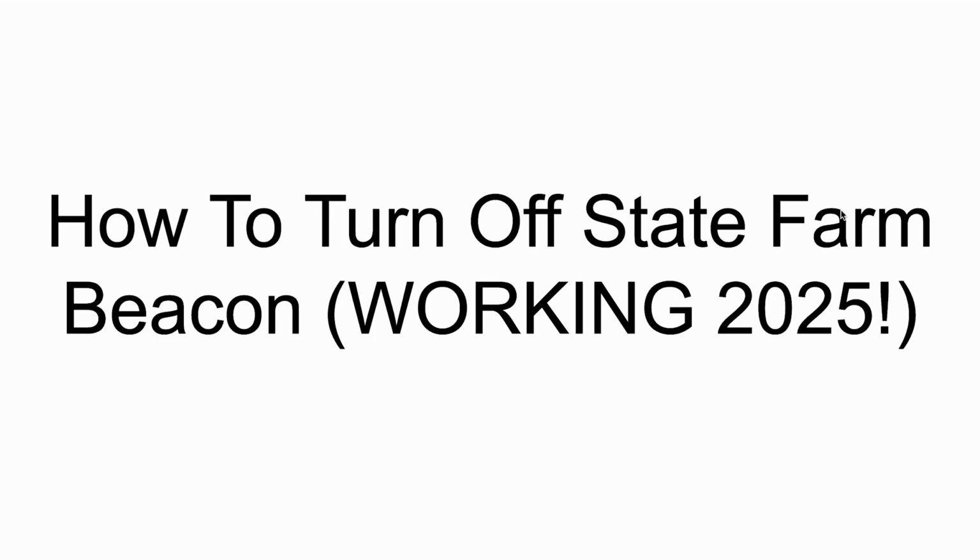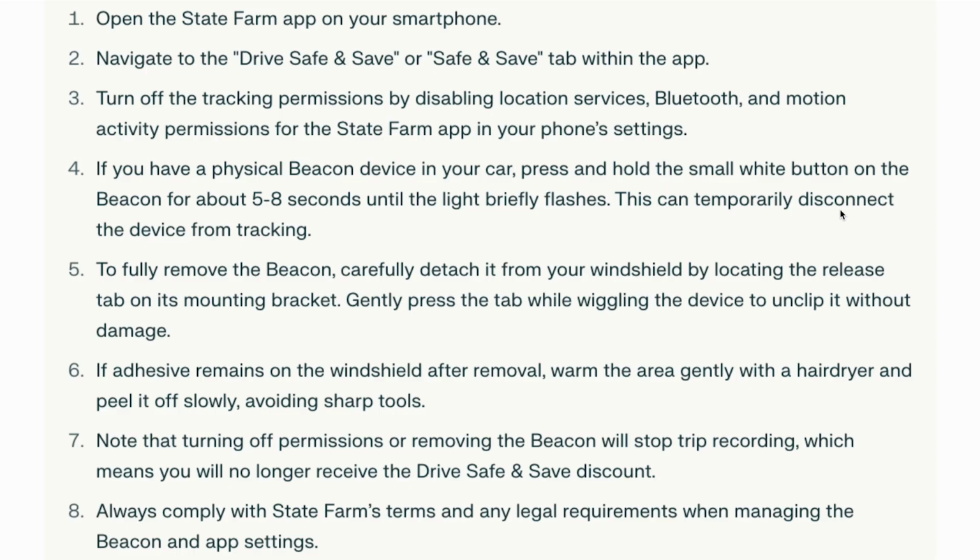How to turn off State Farm Beacon. Open the State Farm app on your smartphone, navigate to Drive Safe and Save tab within the app. Turn off the tracking permissions by disabling location services, Bluetooth, and motion activity permissions for the State Farm app in your phone settings.